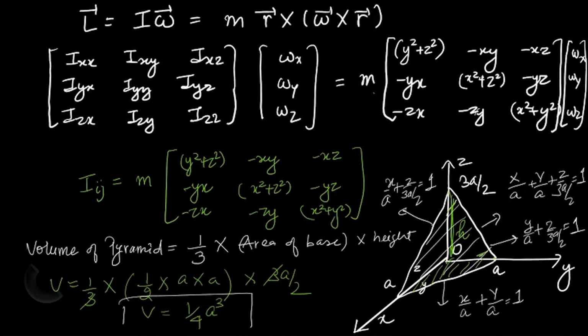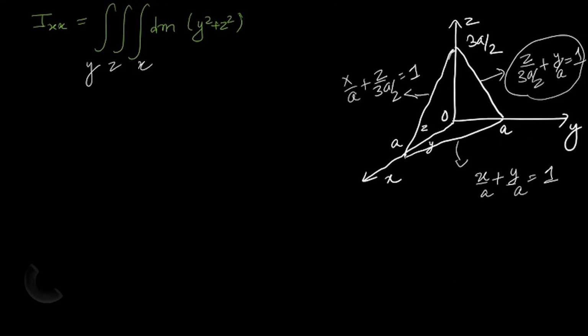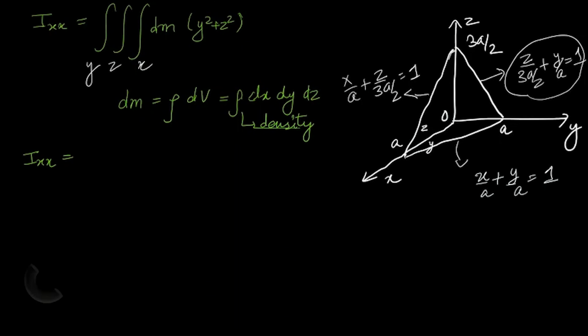So let's find the elements of the matrix. Starting with the first element, Ixx can be written as the integral of dm times (y square plus z square). Here dm can be written as rho dV, where dV is the volume element, which can be written as dx dy dz in the form of three differentials. Here rho is our density. Let's substitute for dm in the expression for Ixx. So Ixx is equal to rho times the integral of (y square plus z square) dx dz dy. This is the order of our integration.